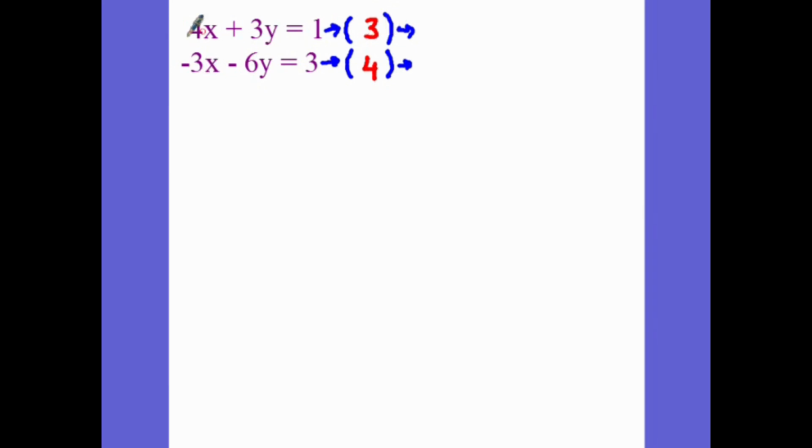Now we look at the signs. This was positive, that was negative. Since they're different, we leave these alone. If they had been the same, I would have chosen one of these to be negative. I don't care which one, just pick one.